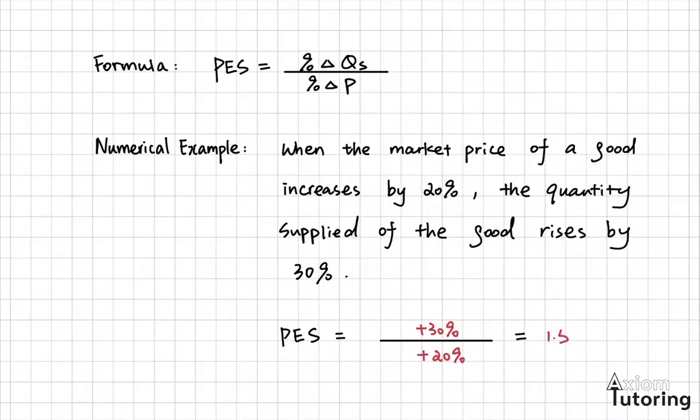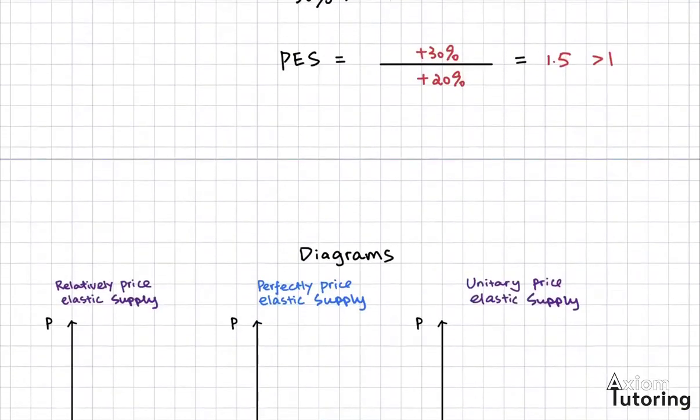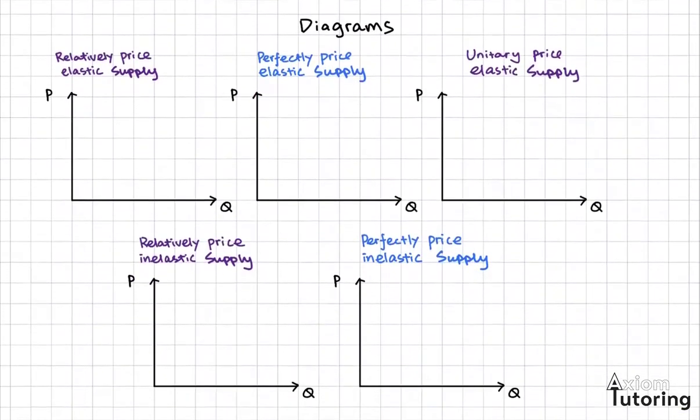That's 1.5. Because PES is greater than 1, the supply is considered price elastic, as it indicates that the percentage change in quantity supplied exceeds the percentage change in price. Producers respond very strongly when prices rise. PES figures are usually positive because of the law of supply, which indicates that there is a positive relationship between the price of a good and the quantity supplied of the good. Now, let's walk through all 5 key PES values and associated diagrams.